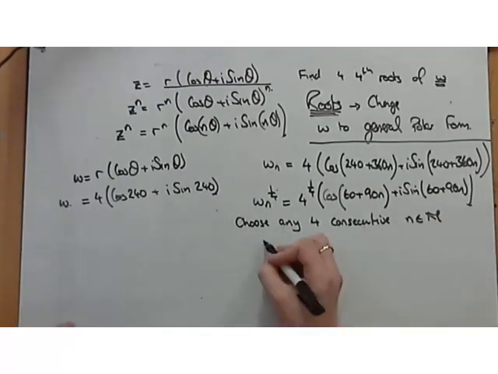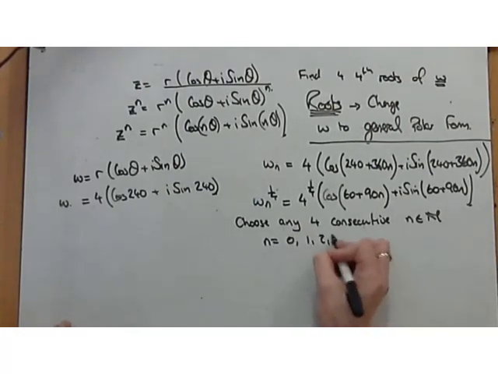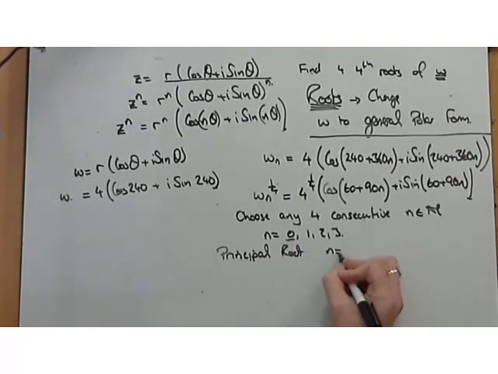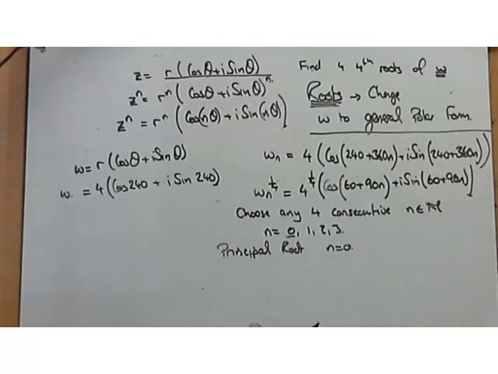Okay, and the 4 values of n to choose would obviously be 0, 1, 2, and 3. The value that we get for n equal to 0 has a special name, the principal root. So if n is equal to 0, we get W0, which is one of the answers, W0 to the quarter.